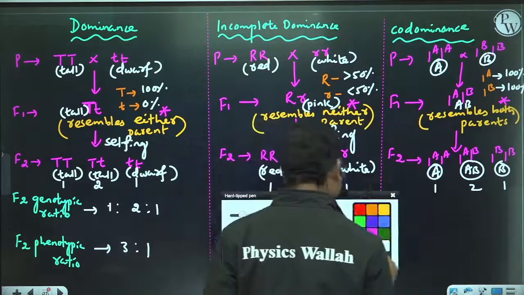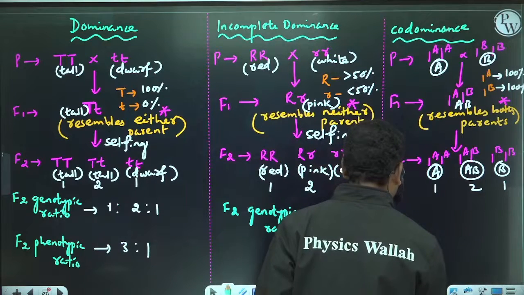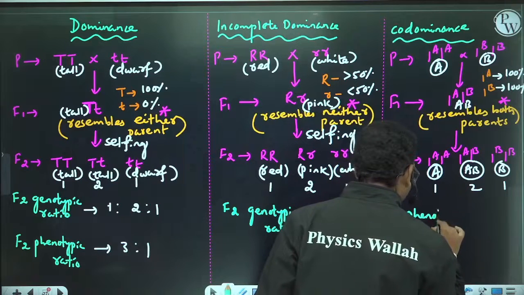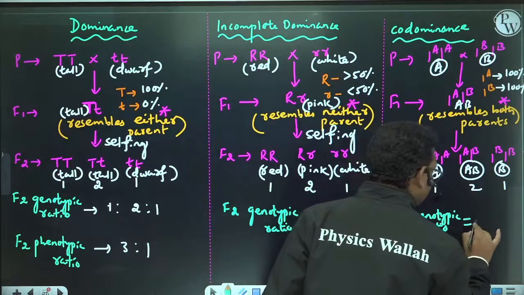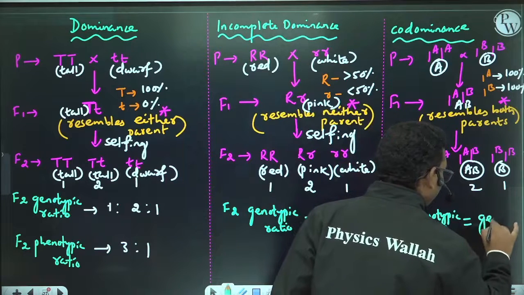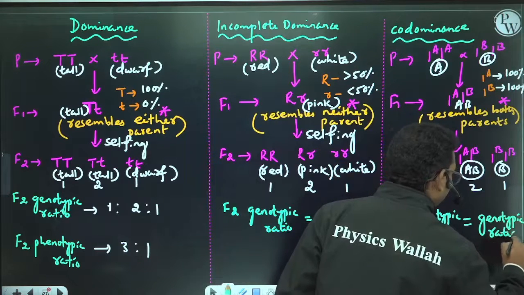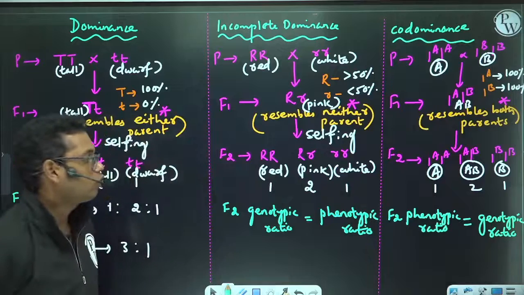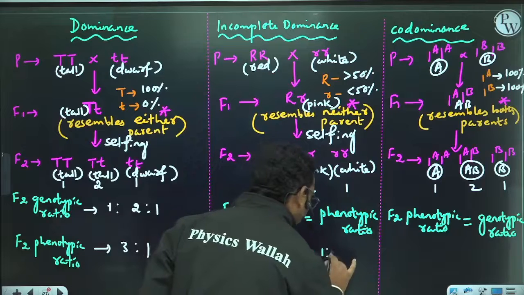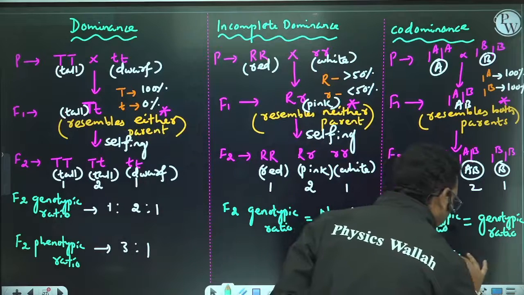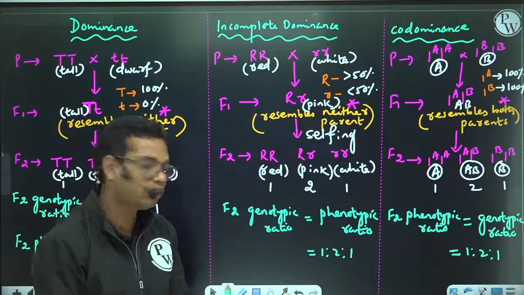So I can say here in codominance also, the F2 phenotypic ratio is equal to F2 genotypic ratio. And what is that value? The value is 1:2:1. Clear?